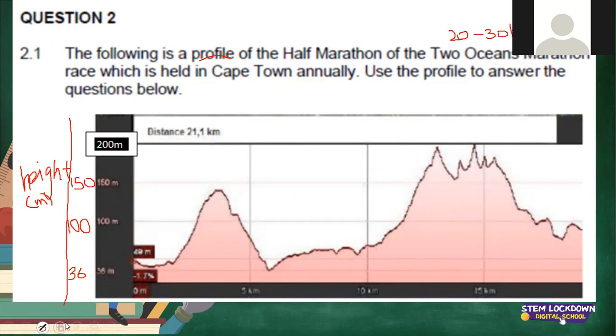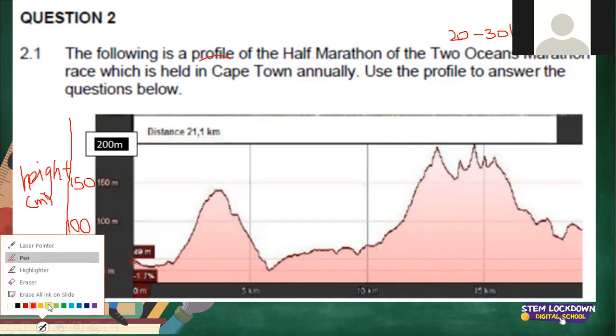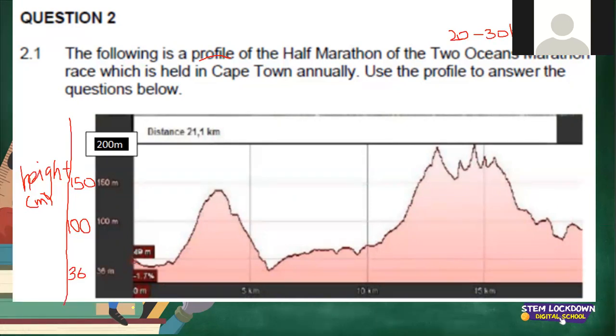And then below, let me just use yellow. Below we have 0. This is where we start our race. And then this line here is 5 kilometers, then 10 kilometers, and this is 15 kilometers. So this is our distance, and our distance is in kilometers. I think so far so good. This is actually one of the easiest maps if you understand what you're reading.